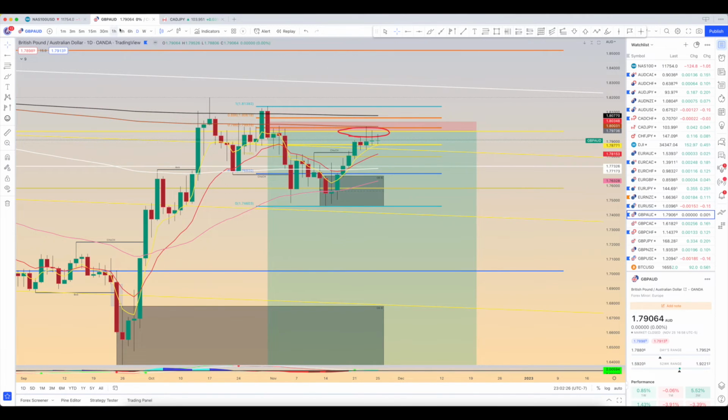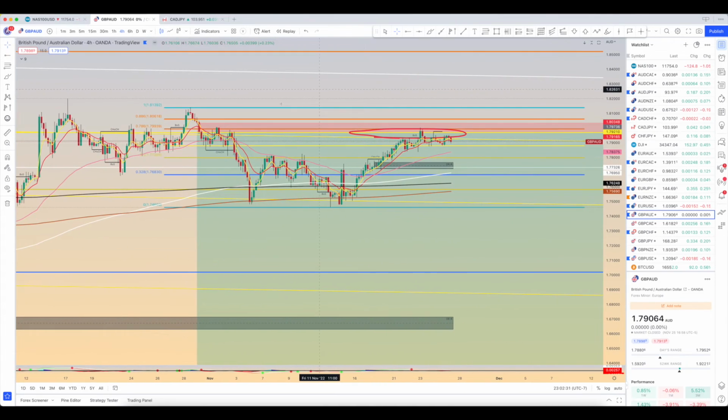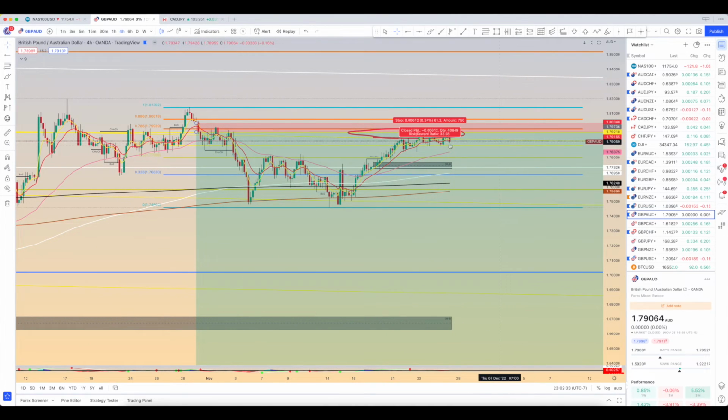But it's now sitting back in this zone, looking really good for another sell potential. As you can see, it bugs me where it keeps highlighting this, but oh geez. Anyway, you know what?